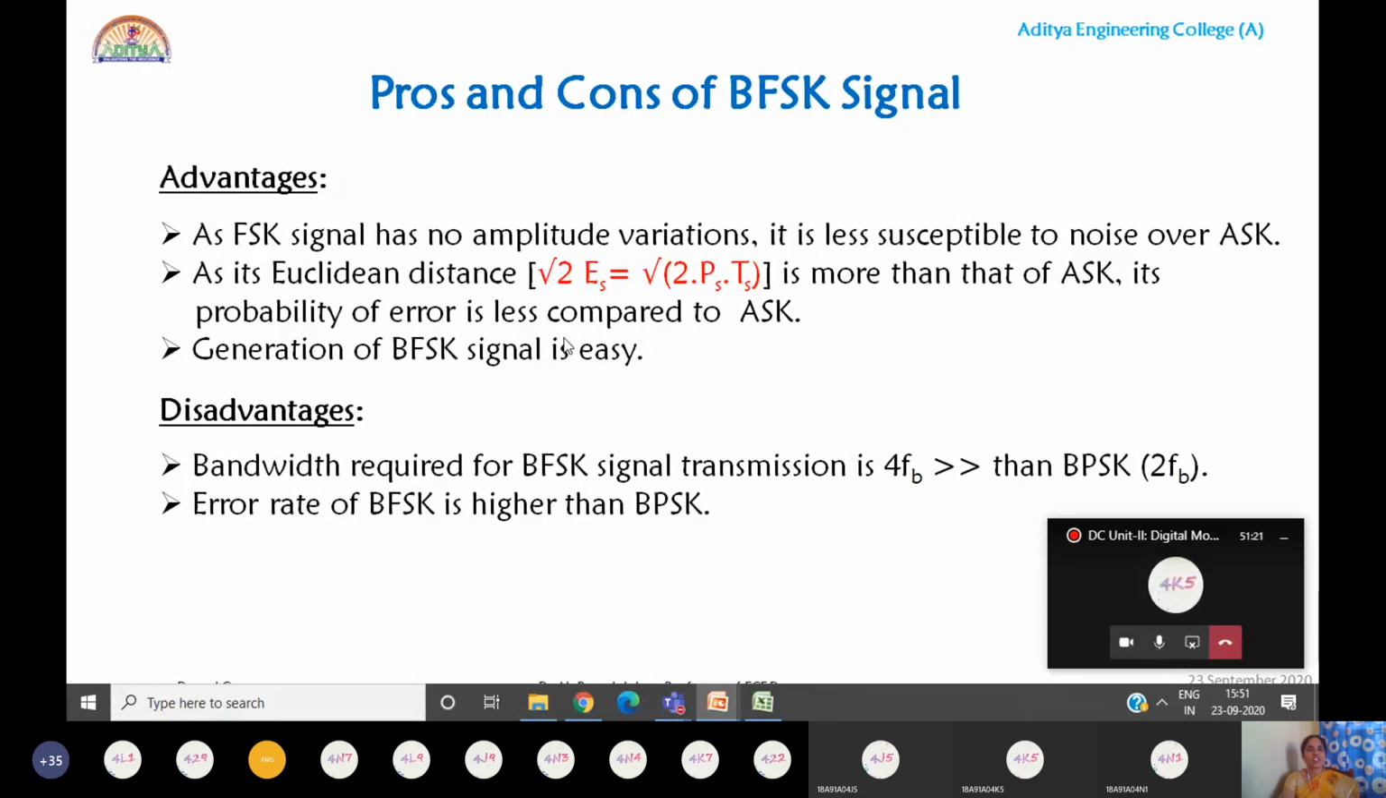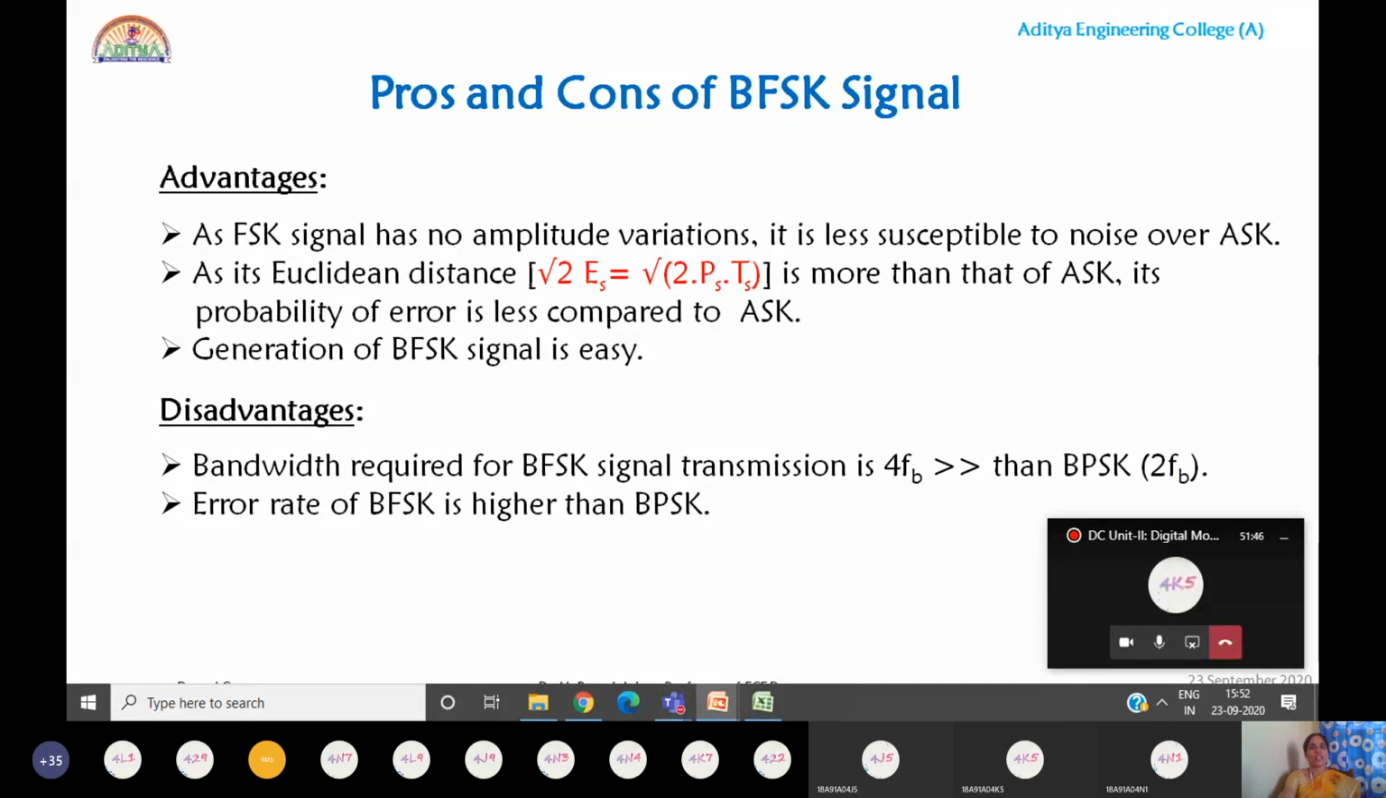Okay. So next, generation of BFSK signal is easy, because using two frequency carriers FH and FL, you can easily generate the FSK signal, because directly you are using multipliers, like in the upper modulator and lower modulator, you are using two multipliers. So generation of BFSK signal is easy.